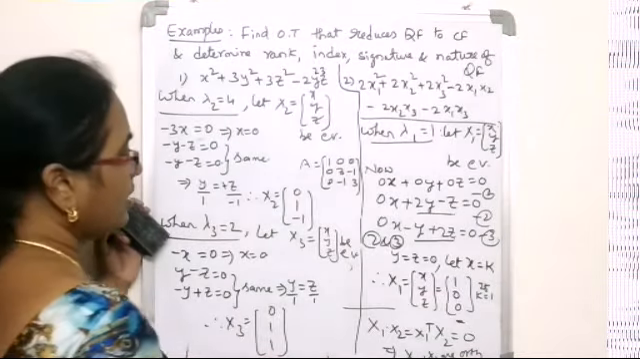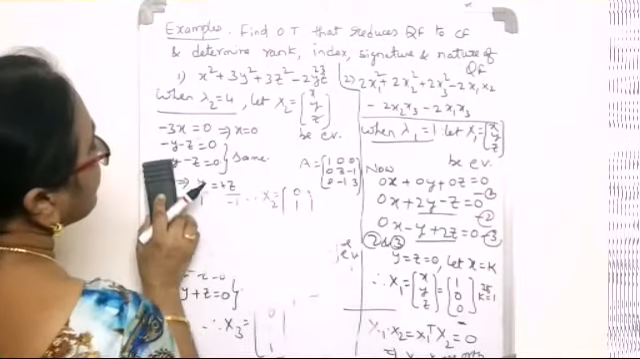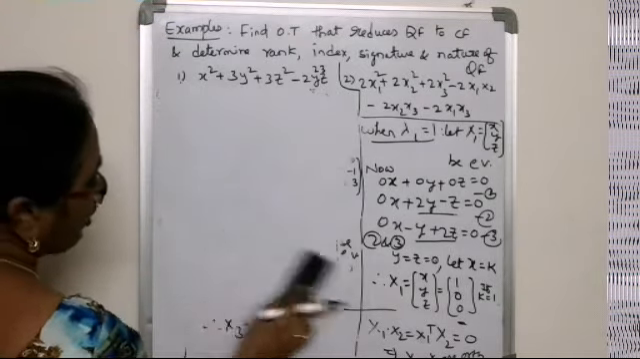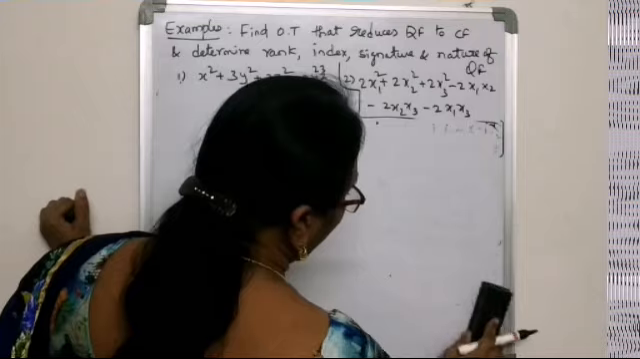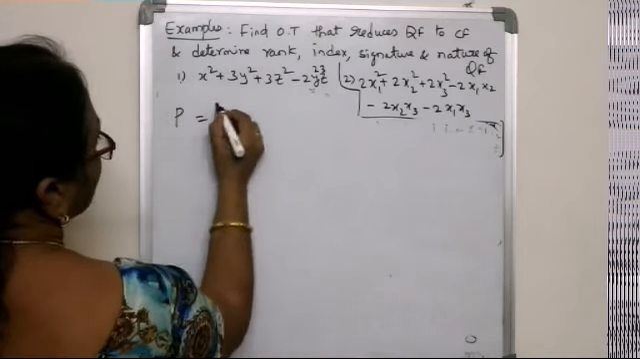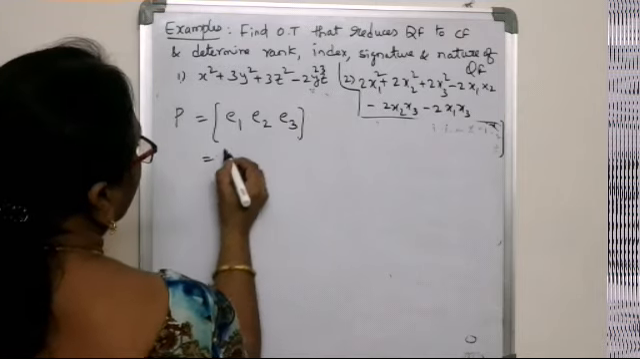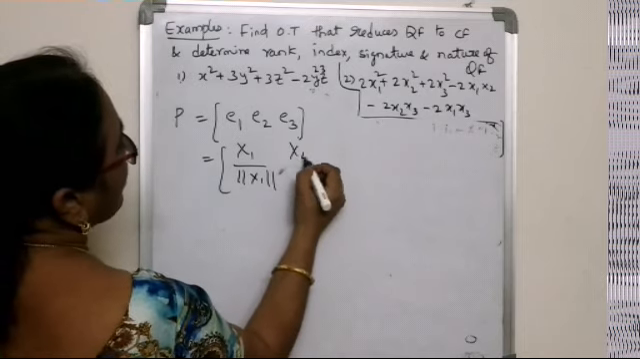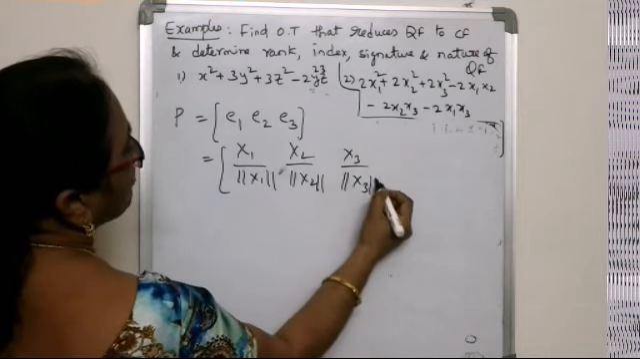For the same reason, we have x2 dot x3 equal to 0 and x1 dot x3 equal to 0, which implies that the eigenvectors are also pairwise orthogonal. Now we form the normalized modal matrix with the three linearly independent eigenvectors. The modal matrix is obtained in this way: E1, the first normalized vector, next E2, next E3, where E1 is given by x1 by norm x1, E2 is given by x2 by norm x2, and E3 is given by x3 by norm x3.